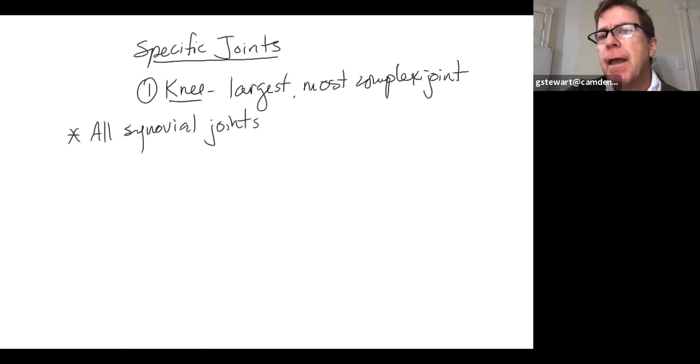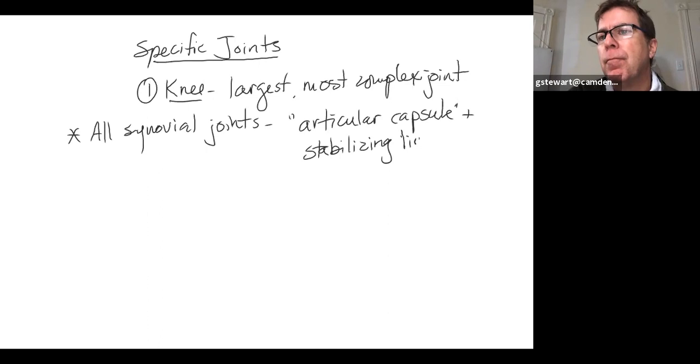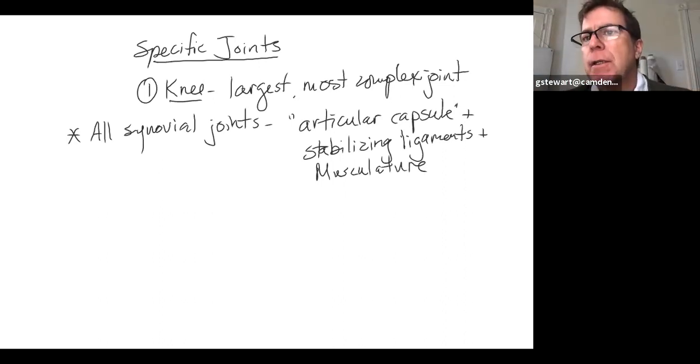All synovial joints have what's called an articular capsule, that fluid-filled capsule that's present. Synovial fluid. They all also have stabilizing ligaments. And then to some degree, there's musculature. So the commonality to all these synovial joints is there's a fluid-filled capsule, stabilizing ligaments, and musculature.